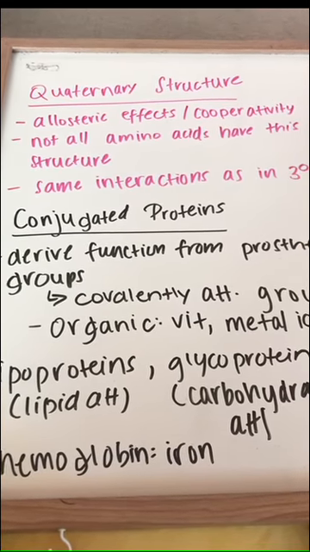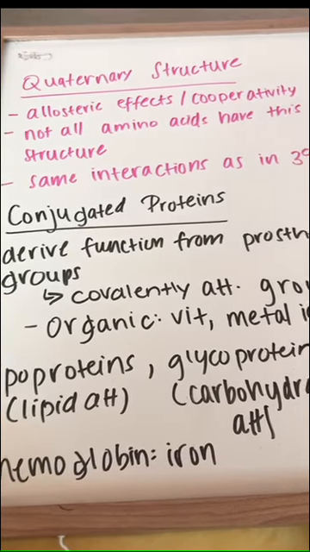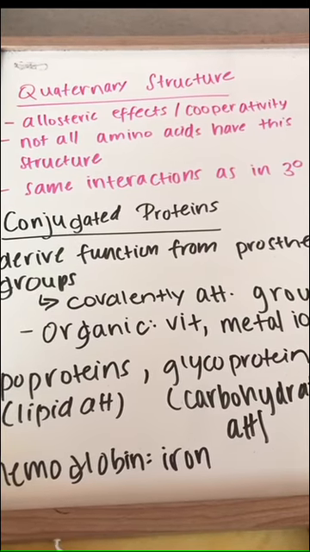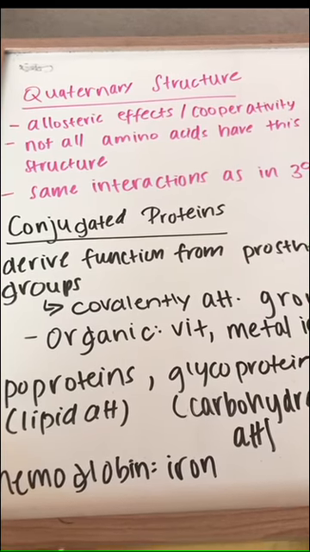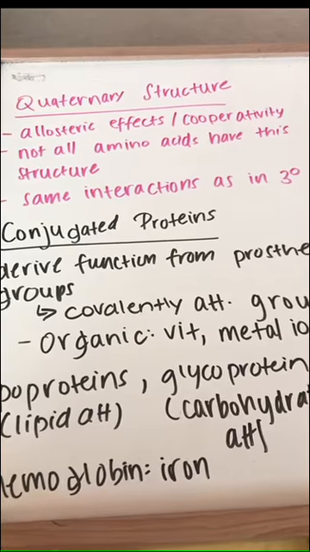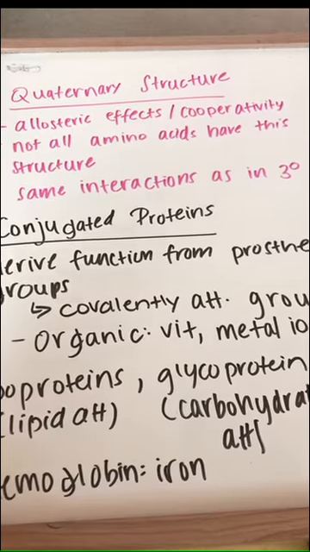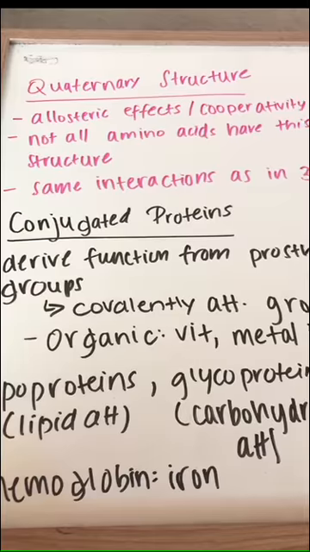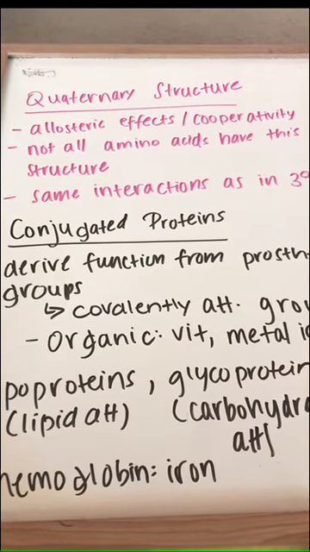The allosteric effects and cooperativity, what it basically says is that the binding of a molecule to one of the subunits of the quaternary structure will determine the level of the molecule's affinity to the other subunits. So for example, let's talk about hemoglobin. Hemoglobin has 4 subunits, so we would say that it has a quaternary structure because it has more than one subunit. There's more than one subunit interacting with each other.